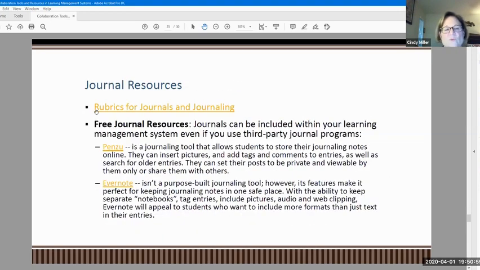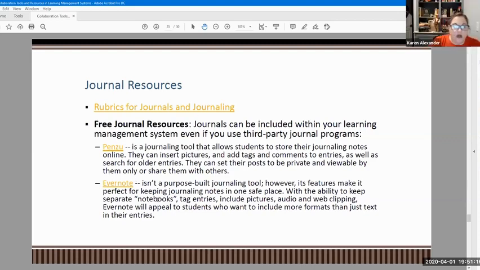So I did put some rubrics here for journaling. Also, there are some outside sources that are very easy to use, Penzu, Evernote. I told students if they decided to use outside resources, that's fine. Just give me a link so I can make sure they're journaling and journaling on the areas that I'm asking them to discuss, to reflect.